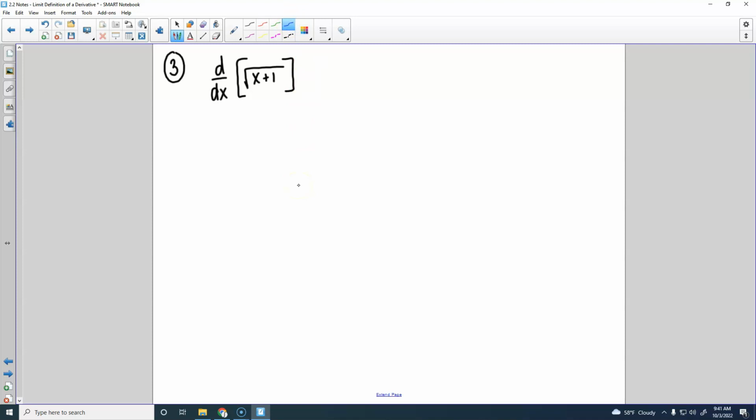All right, so this is new notation here. Whenever we see d over dx of bracket and we got something inside, this means the derivative of whatever is inside. So if it was like the problems we had done before, they'd tell us f of x equals square root of x plus 1, and then it would say find f prime of x, right? Those would be the same questions there. So they're asking us to find the derivative of square root of x plus 1.